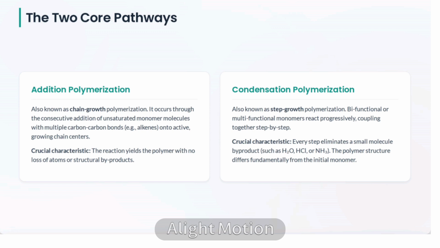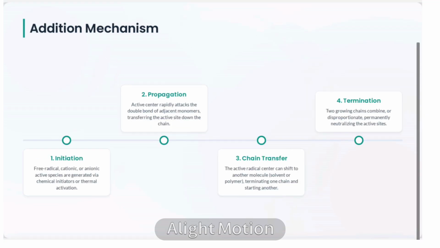The polymer contains 100% of the atoms of the starting monomer. On the right, we have condensation polymerization, or step growth. In this pathway, monomers with reactive functional groups on both ends couple together slowly. Every single time two monomers join, a small byproduct molecule, most commonly water, hydrochloric acid, or ammonia, is expelled, or condensed. Because of this, the final polymer molecular formula is slightly different from the starting monomer. Now, we are going to see the addition mechanism.